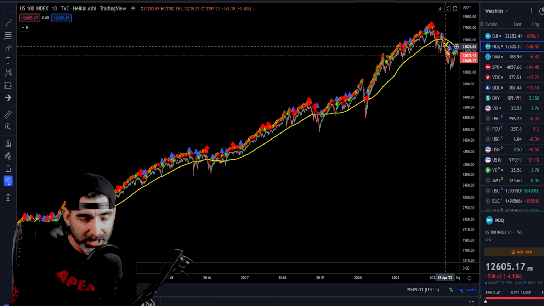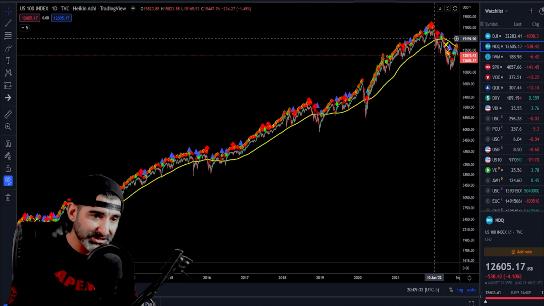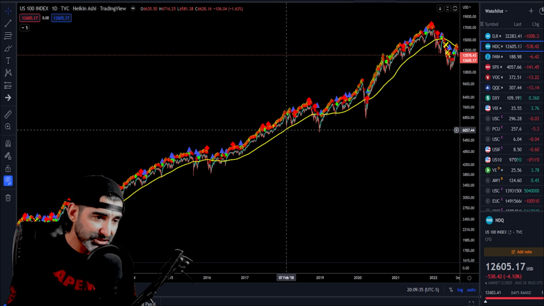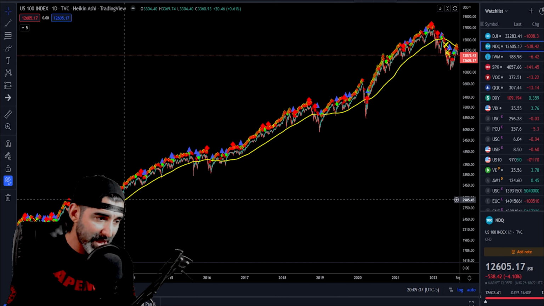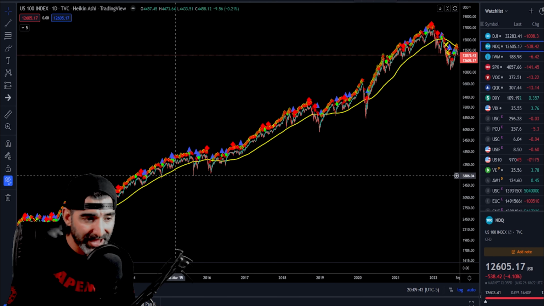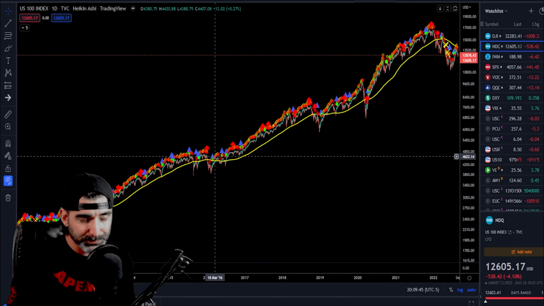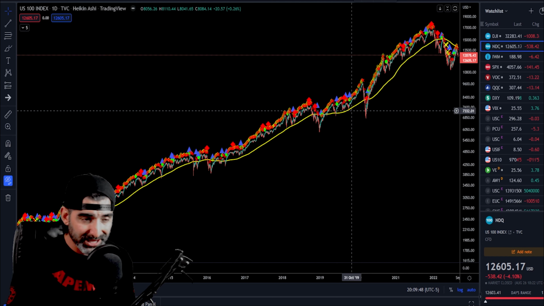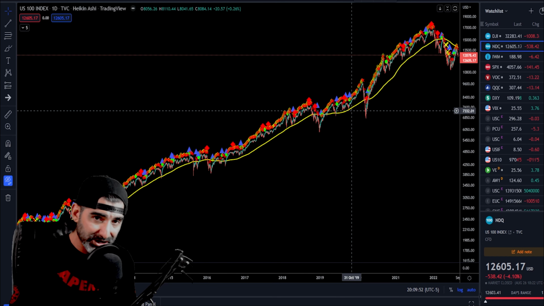The more important thing that I want you guys to actually reference, though, is this yellow line right here. This yellow line is the 200 SMA. Now, if you guys don't know what the SMA is, that's simple moving average. So this is just the 200 simple moving average, or the 200-day simple moving average for this chart. Again, just for reference, we're on the daily time frame and we're looking at the US 100 index or the NASDAQ.